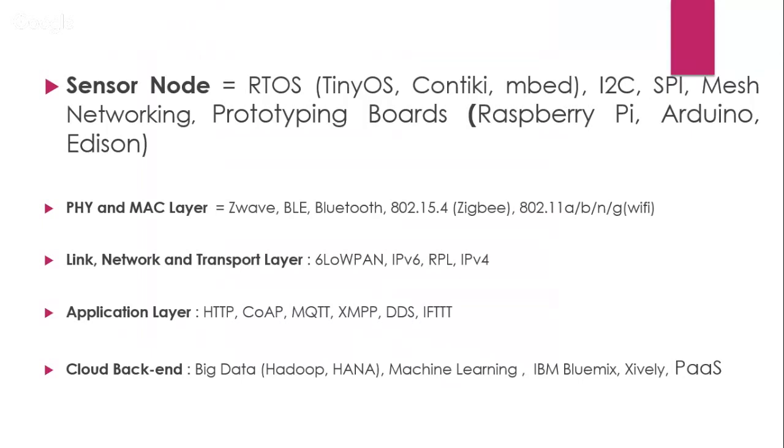Then we have the cloud backend. The cloud computing and the analytics server generally use your cloud servers. They use machine learning, something like IBM Bluemix, which you might have heard of, and others. So on the cloud backend, there is a lot of analytics taking place. There's a lot of data that is getting collected. So these technologies help in analyzing this humongous amount of data.